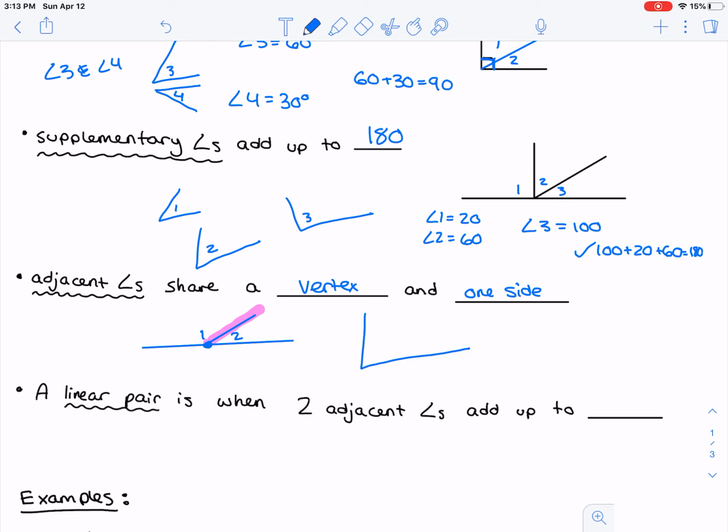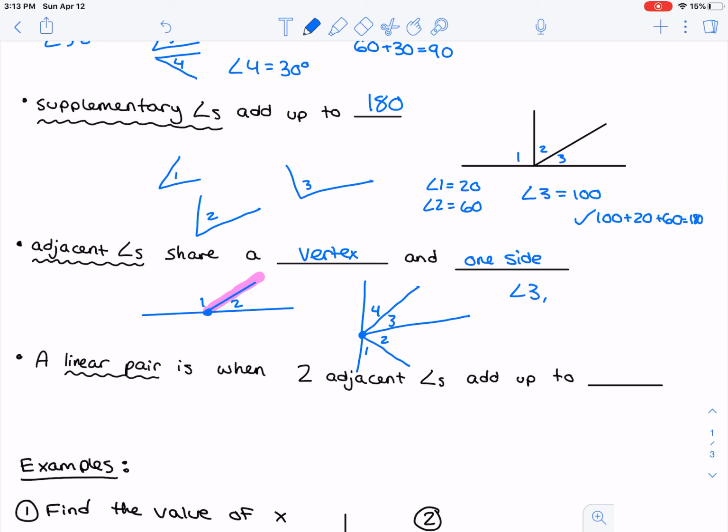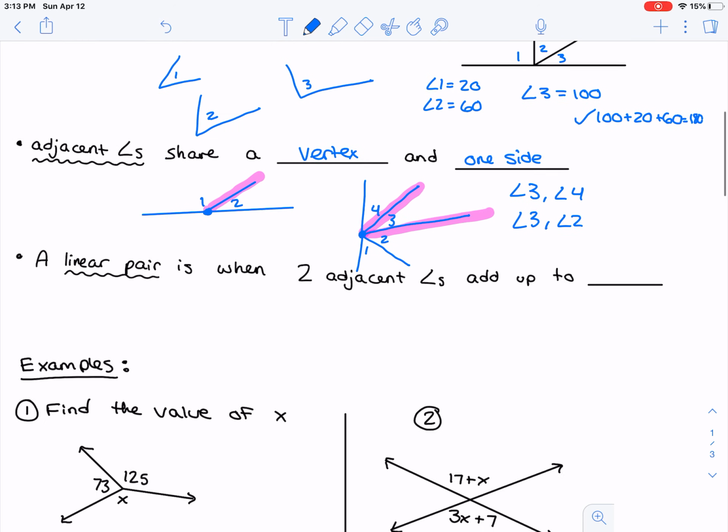Now, let's draw a little bit more complicated shape here. Let's say I had angles 1, 2, 3, and 4, and I wanted angle 3 only. What angles are adjacent to angle 3? My first step is looking at where my vertex is, okay? Notice that all those angles share the vertex, but we want them to share exactly one side. Right here, angle 4 shares exactly one side, and angle 2 shares exactly one side. So angle 3 and angle 4 are adjacent, and angle 3 and angle 2 are adjacent. Angle 3 is not adjacent to angle 1 because they never share a side.